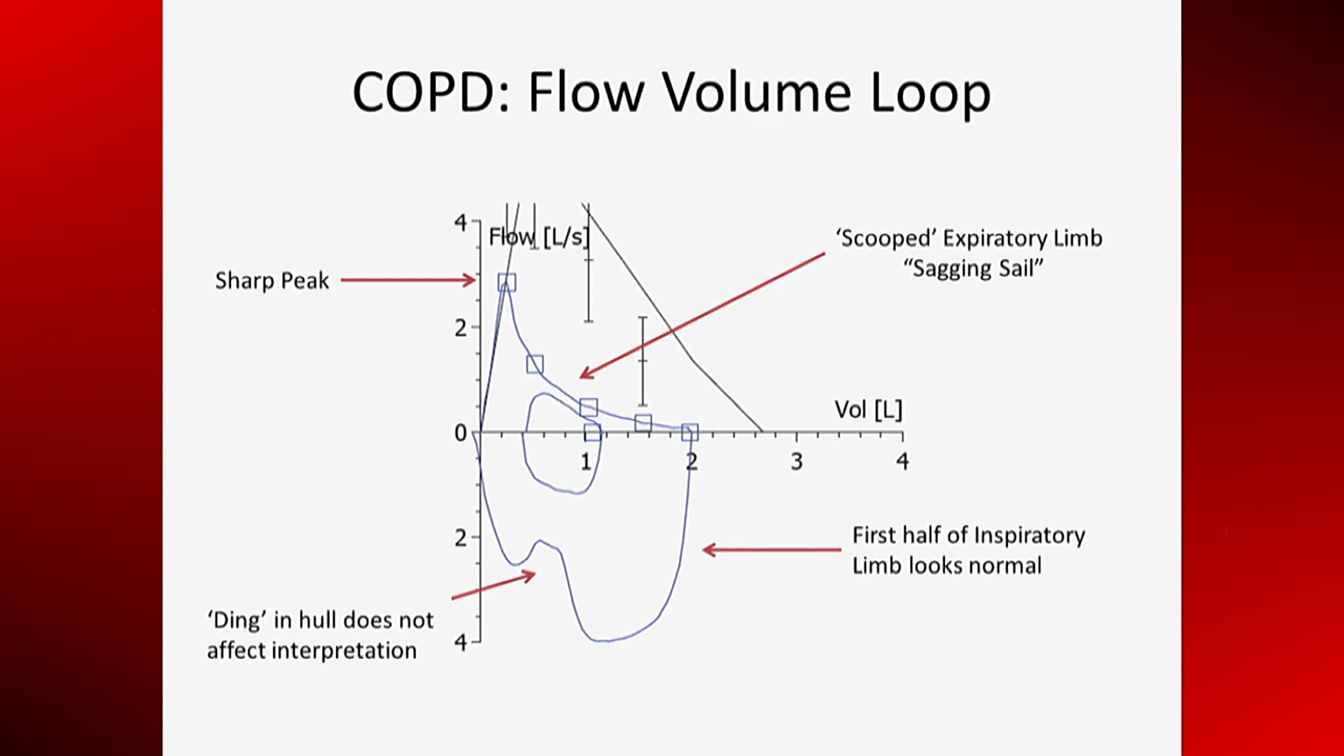This ding in the rounded hull is of no significance. The patient may have had a muscle catch during the effort. The loop is nicely closed at the end of the maneuver. This ensures that there were no leaks or biases in flow measurement.